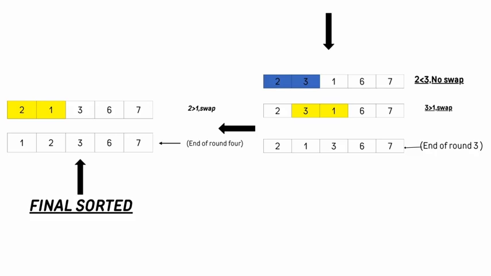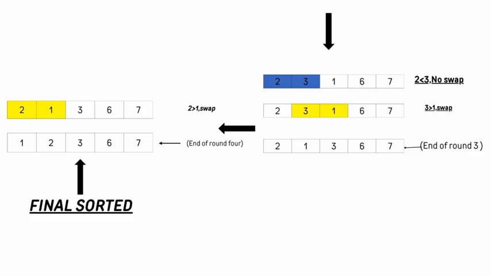Then we move on to the next step. In the next step, second element of the array and third element of the array are compared, 3 and 1. Since 3 is greater than 1, their positions are interchanged and they are swapped. Last step of round 3 shows that now 3, which is the third greatest element of the entire array, has reached its destined position. With that, we end round 3.